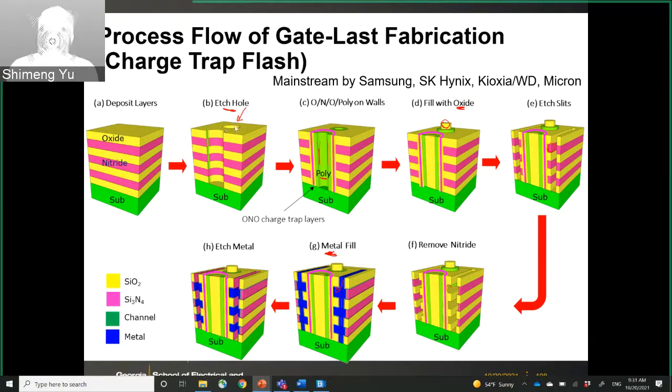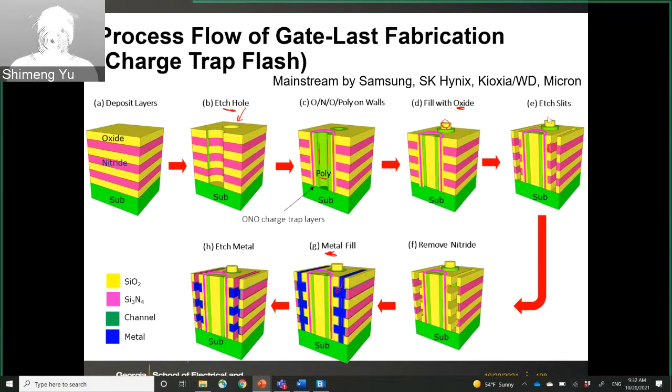And then you etch the hole. This is like the screen or the pillar. You use one lithography to define this hole pattern, and then you etch through. And after that, you sequentially deposit the ONO structure on the side wall, and then the polysilicon on the side wall as well. So you have formed this kind of structure here. And then you refill the core with the oxide, so you have the yellow part in the middle.